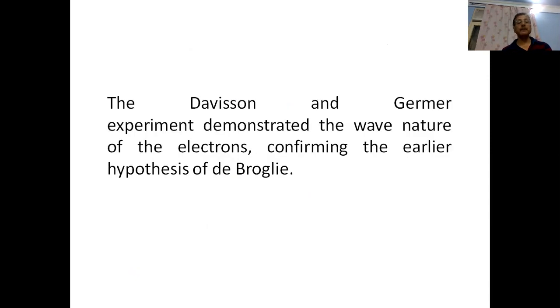So that means the Davisson and Germer experiment demonstrated the wave nature of electrons, confirming the earlier hypothesis of de Broglie. Here the electrons were behaving like waves, and that is why their diffraction from the nickel target was just like the diffraction of a wave, and therefore in the scattered pattern we got maxima and minima in the electron intensity.